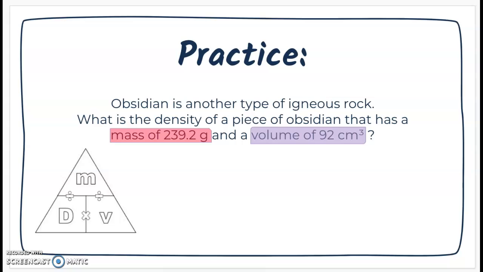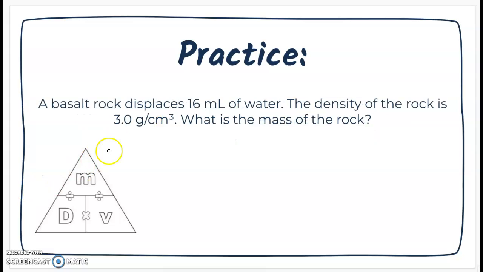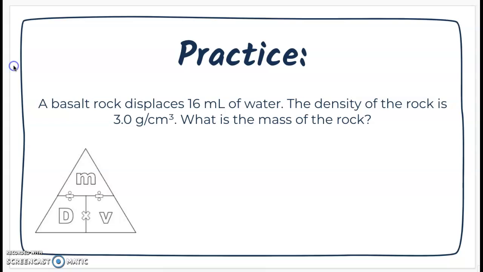The first thing I did is highlight the information that I knew. It says the mass 239.2 grams and volume 92 centimeters cubed. Those are the two numbers that I have and that I need to find. I also could highlight the word density to show that that is what I'm trying to find. Then I am going to write those numbers out, and I'm going to have you do that as a little practice on your own, and we will come back together and look at them.